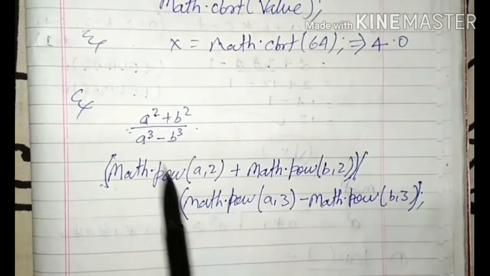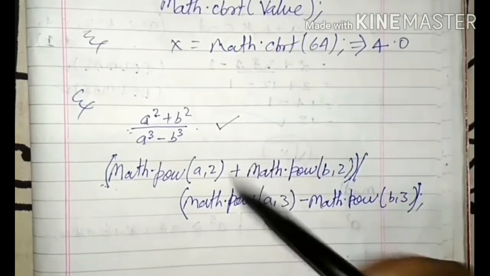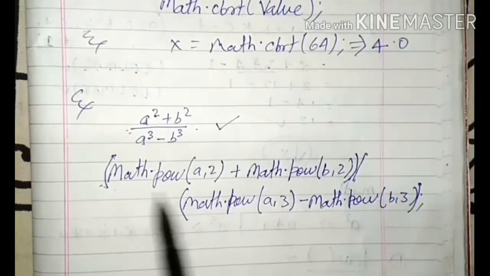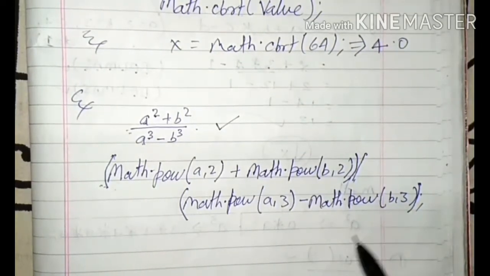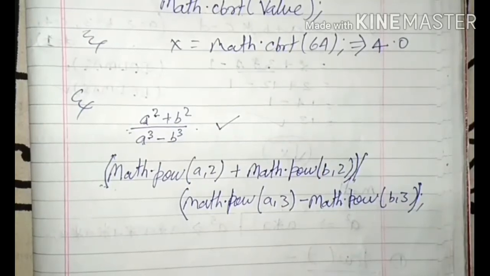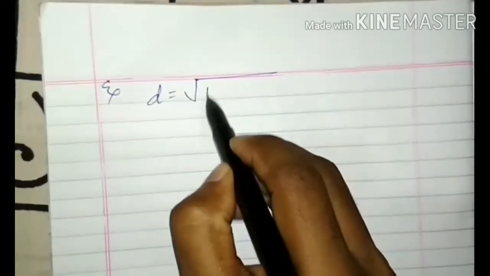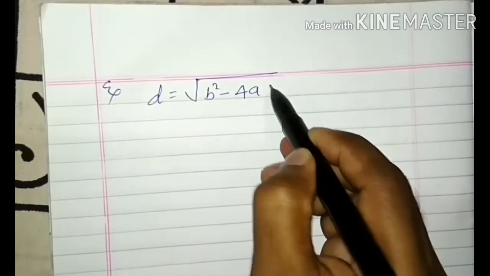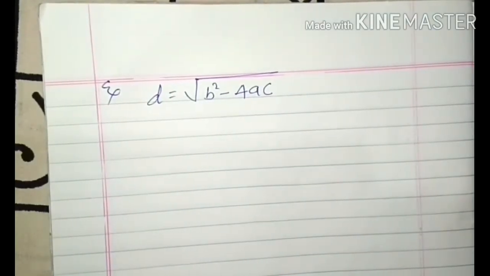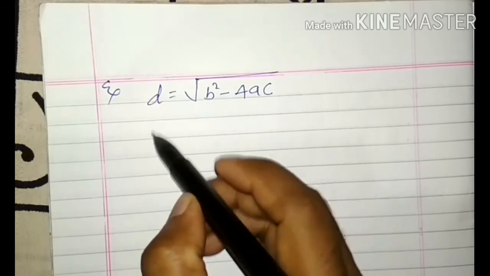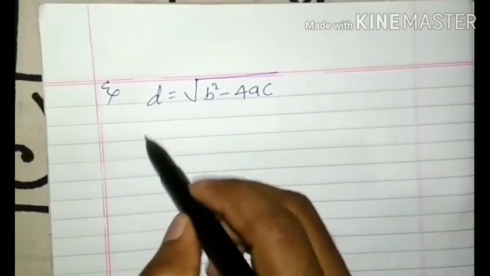Now this is understood by any human being, but this can be understood by the Java programming language. Same thing if we want to calculate any other expression. Suppose I am taking another example like this. Suppose I am taking d is equal to under root b square minus 4ac. How can we convert this expression into the Java form? If we want to convert this, then we can write like this.